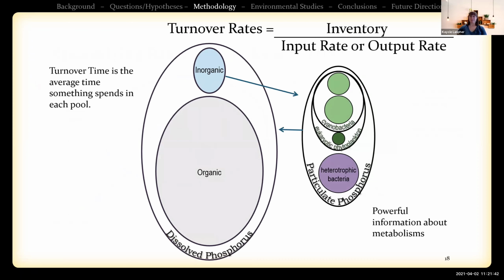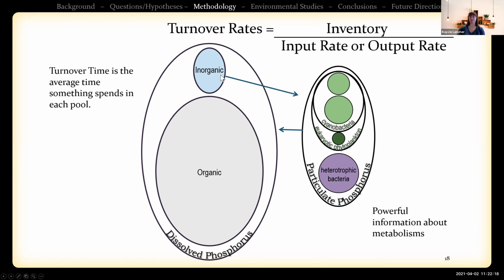So the power of being able to do all of the concentrations and the rates gives us the ability to do turnover rates. So a turnover rate specifically is the total inventory divided by the input or output rate of that inventory. So thinking about not just the size or the concentration of the phosphorus, and not just the input or output of phosphorus into the system, the turnover rate will give us the average time that something actually spends in the system.